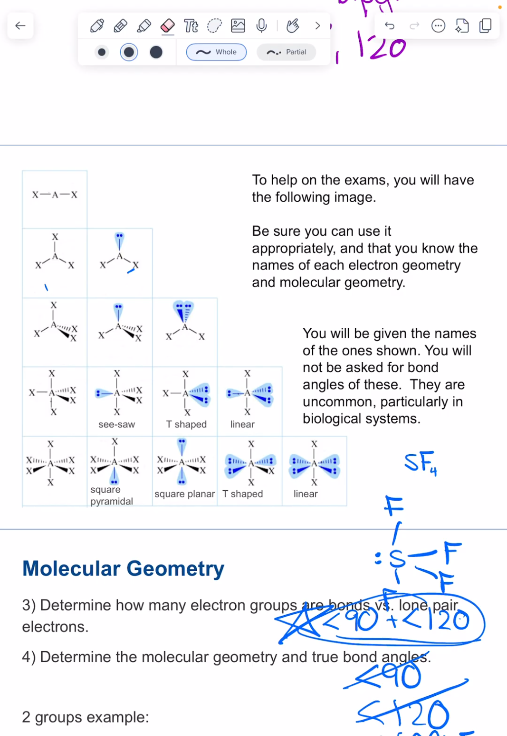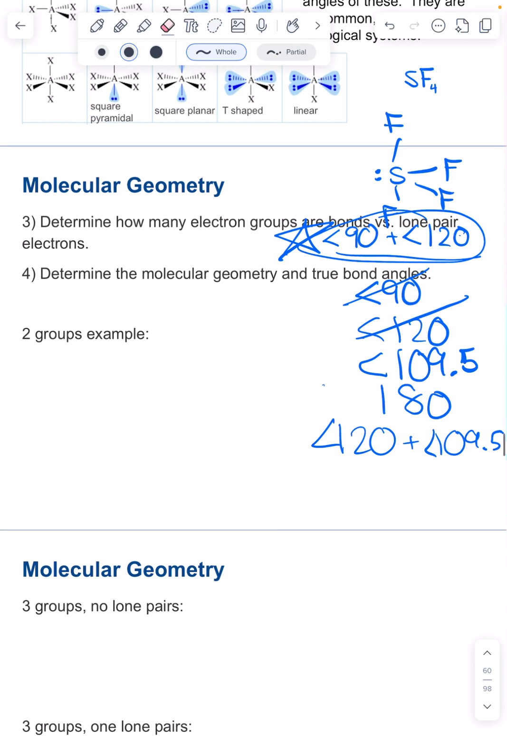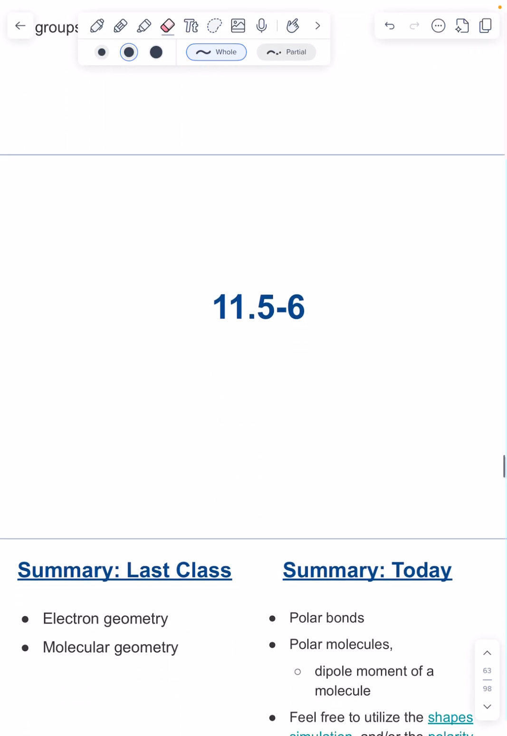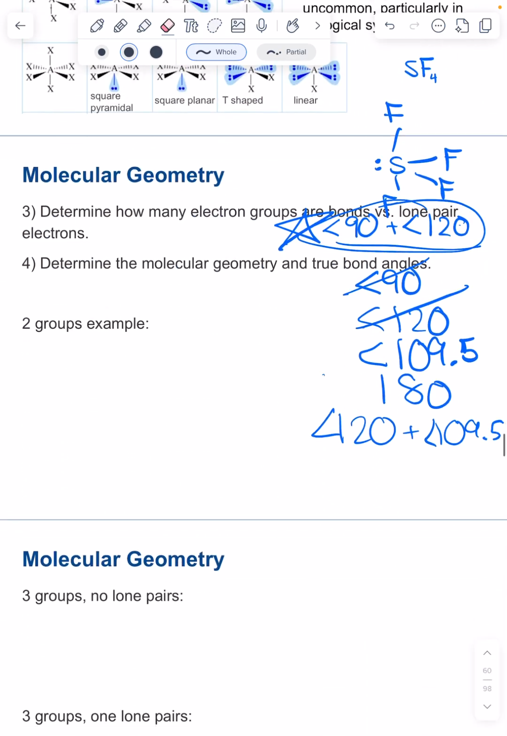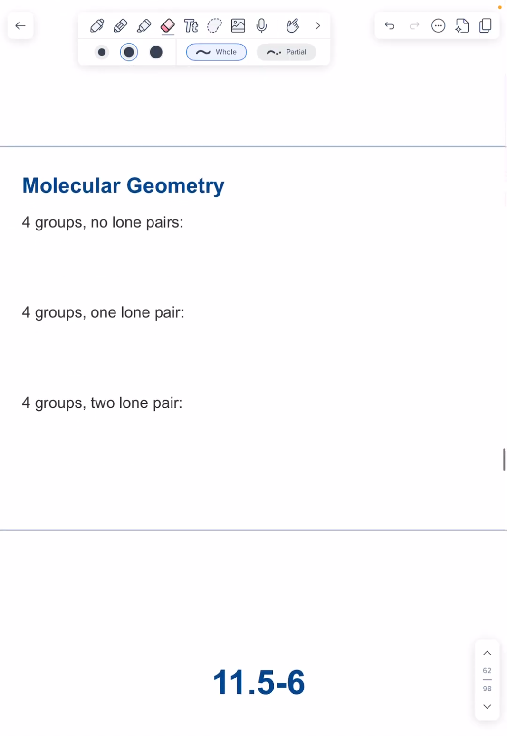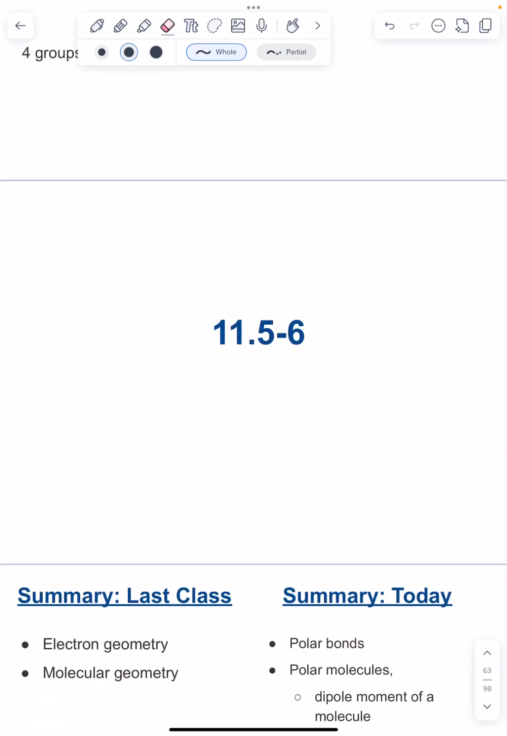Okay? All right. I pulled out molecular geometry when I did the notes. I decided not to do it that way when we did it in class. So we've actually already done all of these. Okay, so that's the end of today's material.